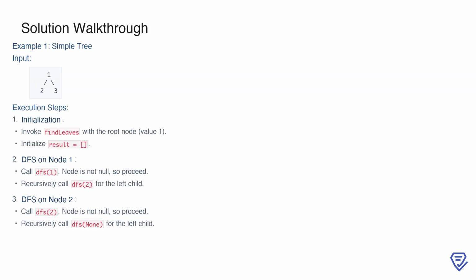To begin solving the problem, we start with the given binary tree. The root node has a value of 1, with left and right children having values 2 and 3, respectively. We invoke the findLeaves function with the root node, initializing an empty list called result to store the nodes grouped by their heights. Next, we initiate a depth-first search, DFS, starting with the root node. When processing node 1, since it is not null, we proceed to explore its left subtree by calling DFS(2). Similarly, at node 2, which is also not null, we continue deeper into its left subtree by calling DFS(None), as node 2 does not have a left child.